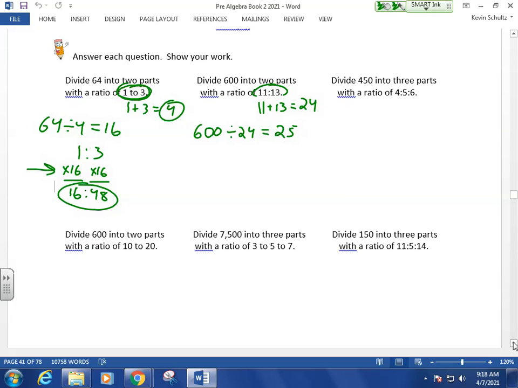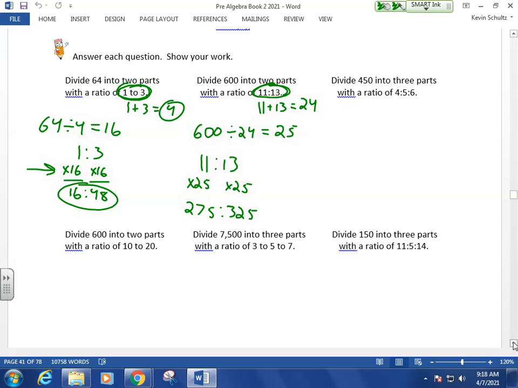What we want to do is divide 600 into a ratio of 11 to 13, meaning we want 11 units and 13 units. So we've got 11 to 13. Each unit is worth 25. So 11 times 25, 275. 13 times 25, 325.